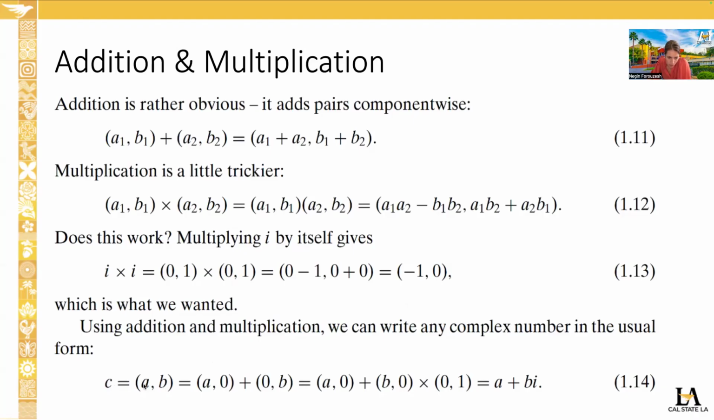So if you have a complex number of A and B, you can say that this is the real part, therefore I have A and 0. This is the imaginary part, therefore I have 0 and B. And now I have the addition of these two numbers, A, 0 and 0, B. Since this part is the imaginary part, you can simply multiply it by 0 and 1, which is basically your i. So this is how you can go from this ordered pair to A plus Bi, which was the first definition.